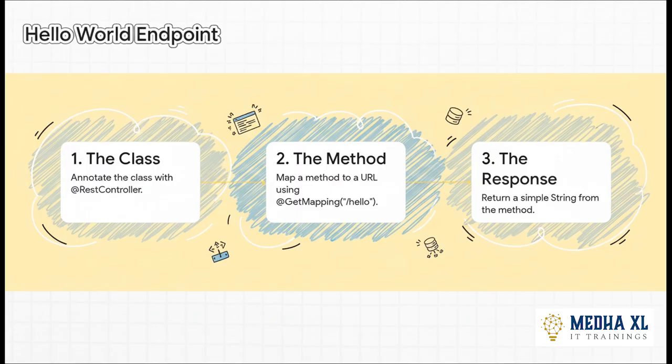First, we use that @RestController annotation we just talked about. Second, we create a simple method and tell it which URL to listen to with @GetMapping("/hello"). This is basically saying when a GET request comes to the /hello address, run this method. And third, the method itself just returns a simple piece of text.